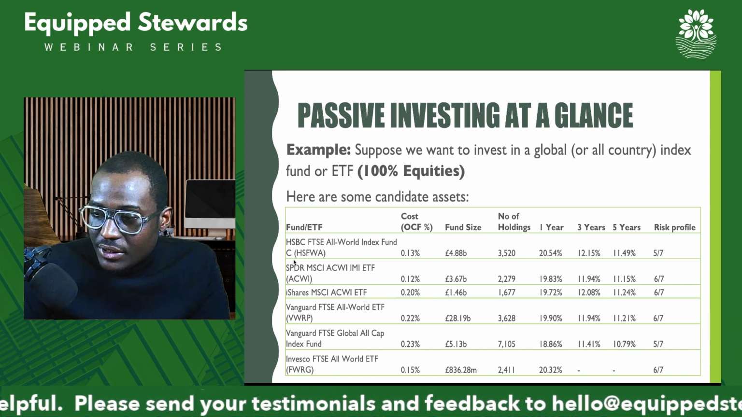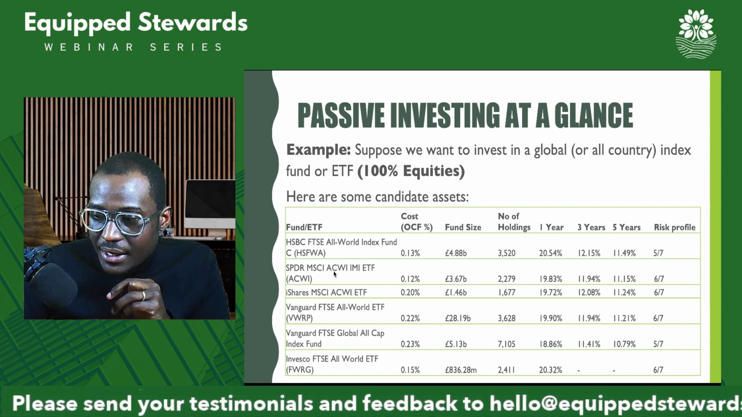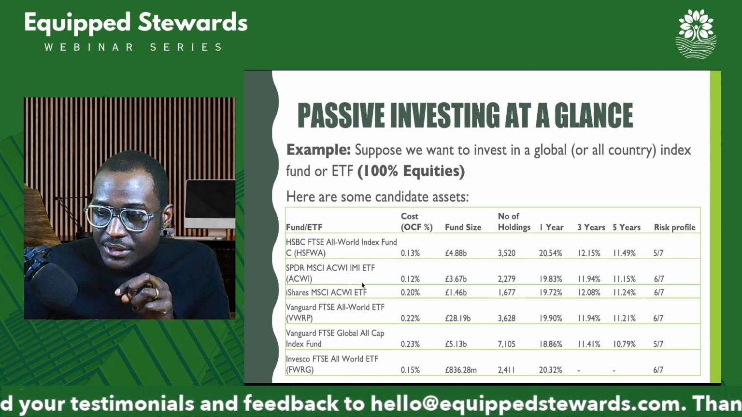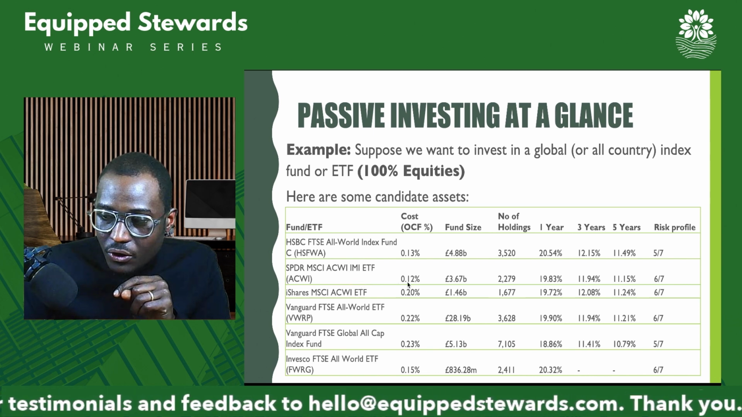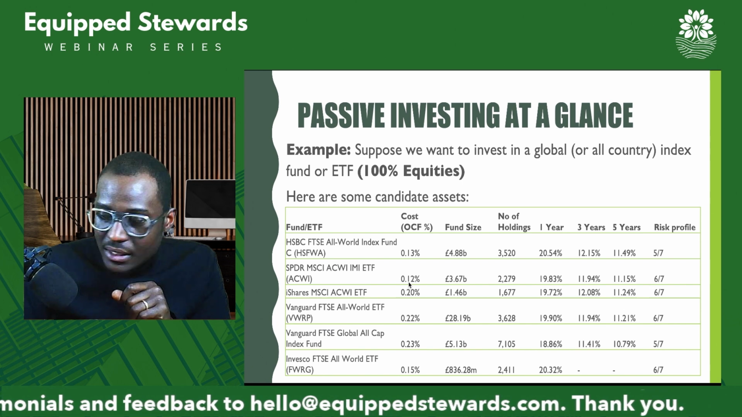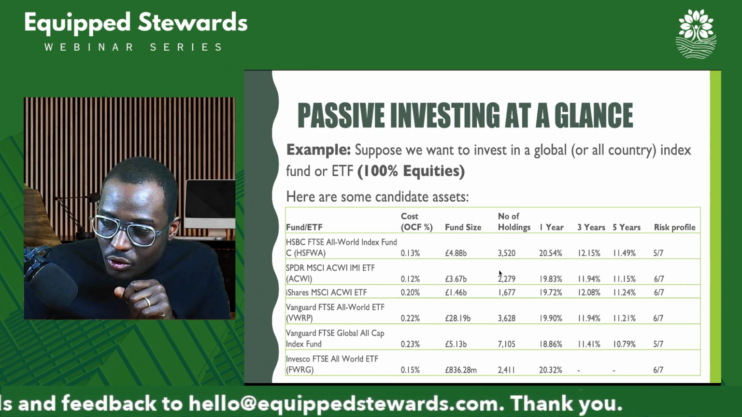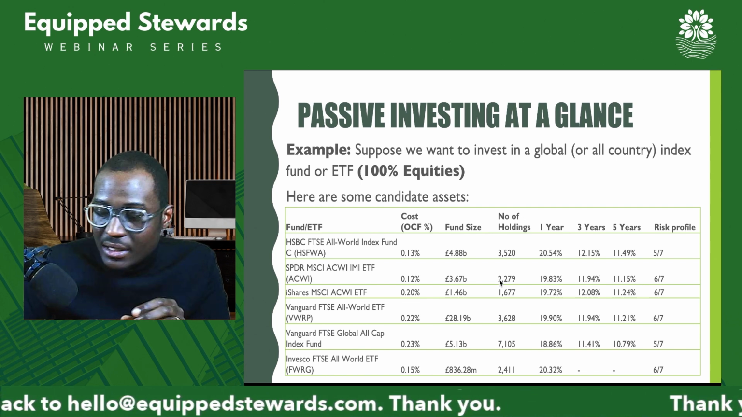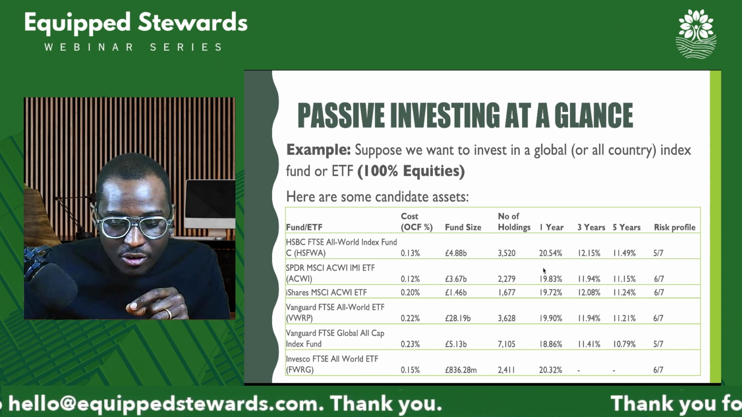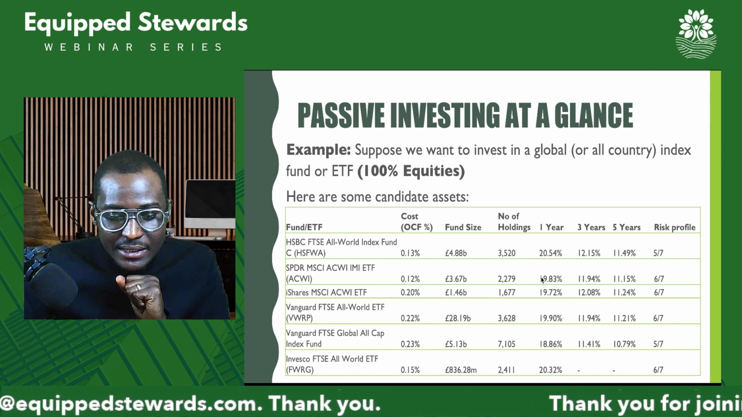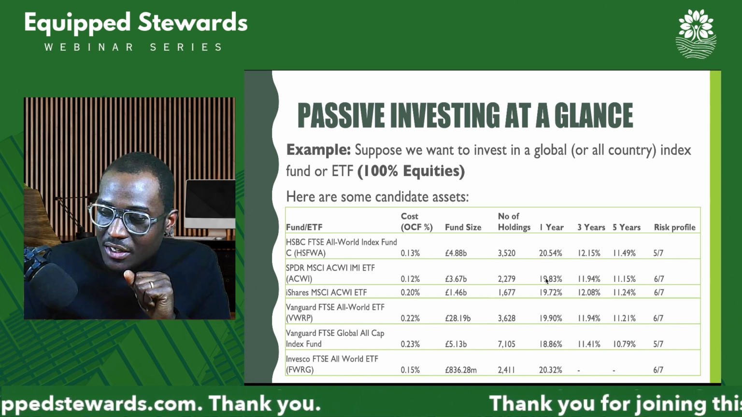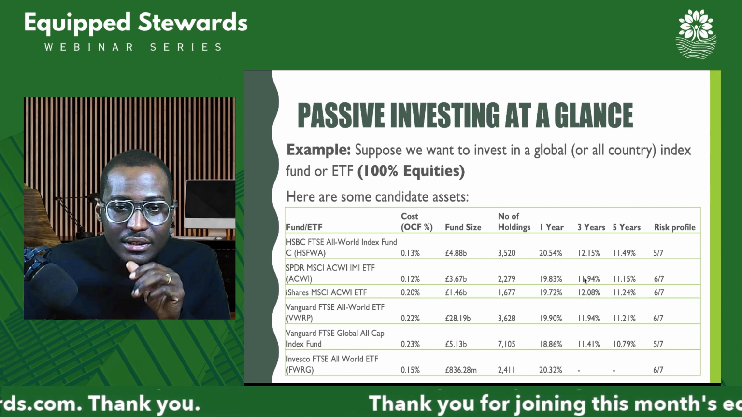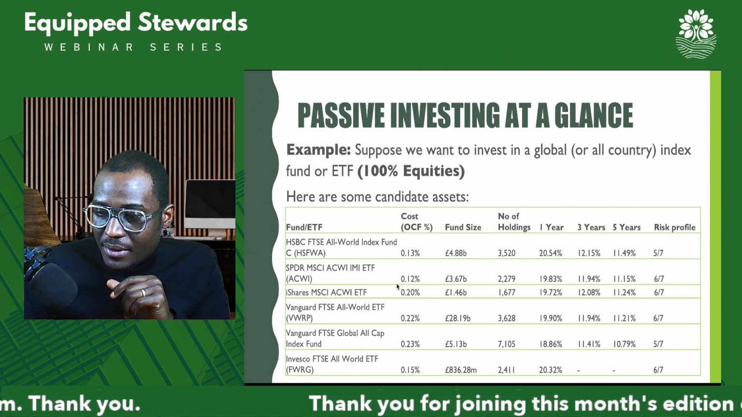Then there's another one called SPDR MSCI ACWI ETF. This one has a slightly lower cost, 0.12%, and it's holding a slightly smaller number of holdings, about 2,000 shares. Then the 1 year performance is around 19.83%. It's not as close to 20, but it's not too far off. Then you can also check the 3 years and 5 years performance.